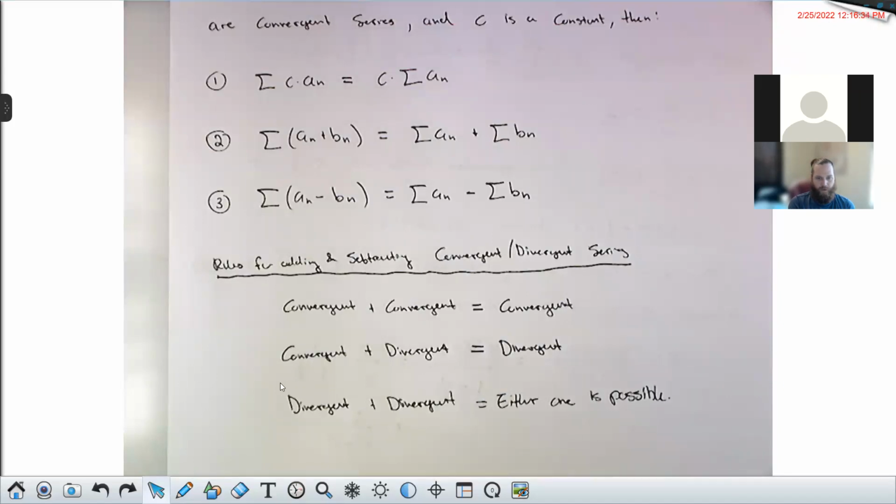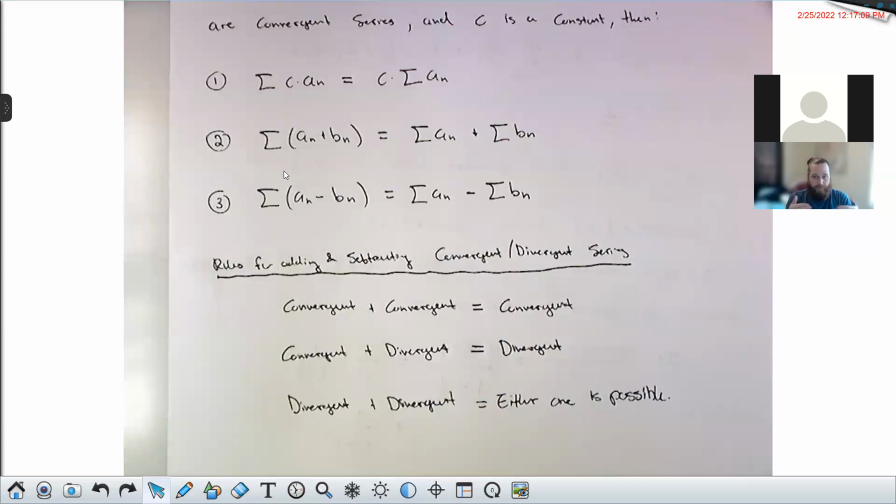Okay. I want to, for a second, talk about how this is possible. How could a divergent series plus a divergent series be anything other than divergent? Well, imagine you have some divergent series and you add to that the negative version of that same series. Then when you put those together, every term is going to cancel perfectly, and you're just going to get 0.